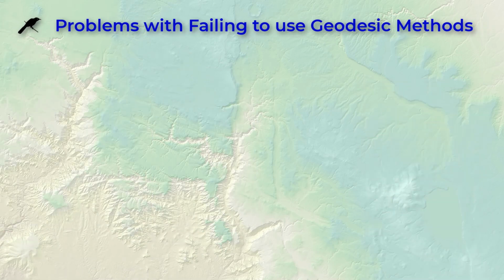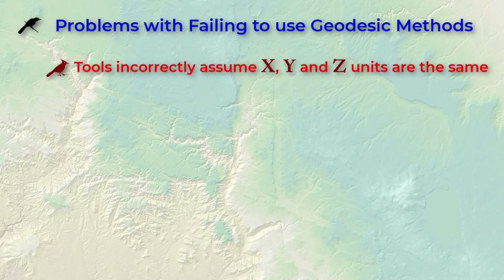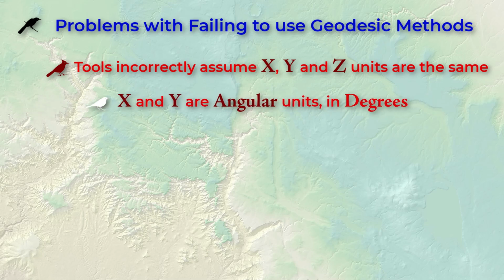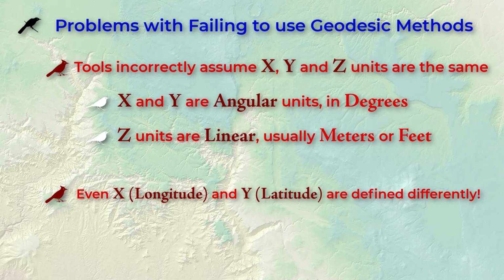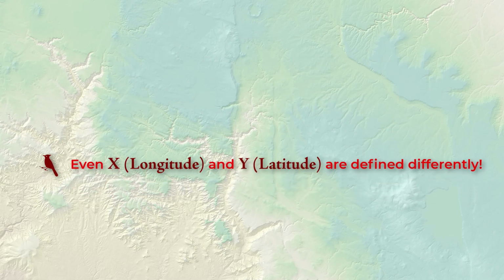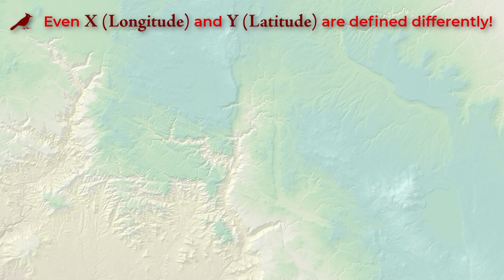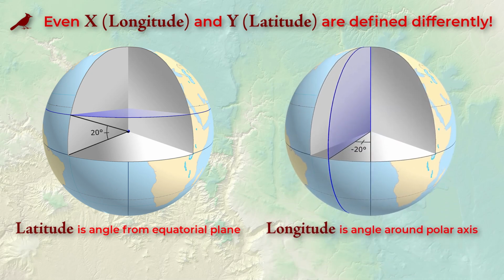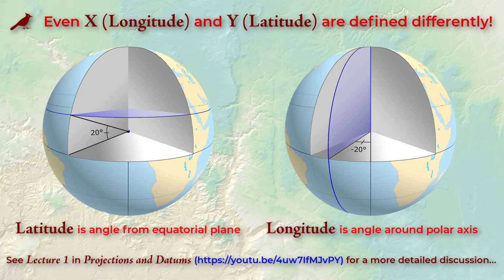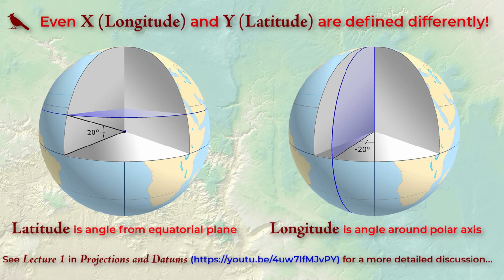Now, if the tools don't use geodesic methods, then they're going to be making incorrect assumptions about the data. Basically, ArcGIS assumes that the X, Y, and Z units are the same, and this just isn't the case for geographic data. First, the X and Y units are both in degrees, which are angular units, while the Z units are linear, usually meters or feet. And even the X and Y units are different from each other. They're both angular units in degrees, but they're defined differently. Latitude is defined as the angle up from the equatorial plane. Longitude is defined as the angle east or west around the polar axis. Now, take a look back at the first lecture in the Projections and Datums module for a more detailed discussion of latitude and longitude.